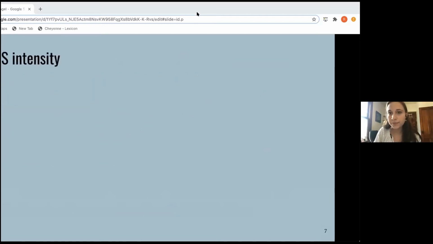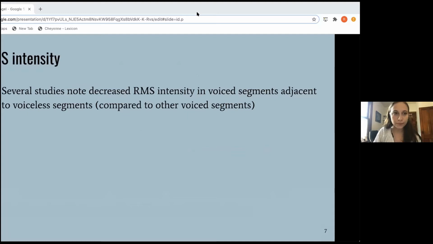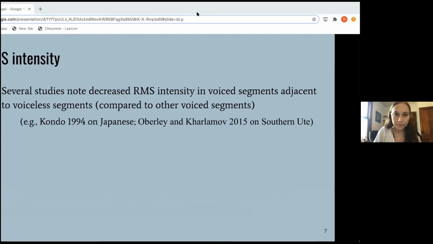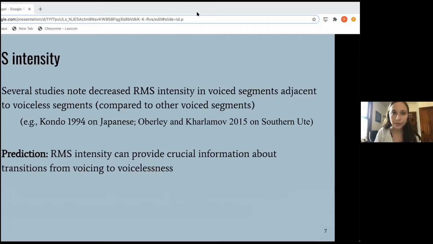And I propose in this talk that a key to understanding these transitions into voicelessness is a measure called RMS intensity. This is basically a measure of loudness, for people who aren't familiar. And in fact, several studies of vowel devoicing in various languages have noticed decreased RMS intensity during voicing in environments adjacent to voiceless segments compared to intensity during other periods of voicing that are not adjacent to voiceless segments. And so I predict in this paper that RMS intensity can provide crucial information about transitions from voicing to voicelessness. And the reason why these previous studies have found decreased RMS intensity in voicing right before voicelessness, for instance, is because there's actually already a transition into voicelessness during that period.